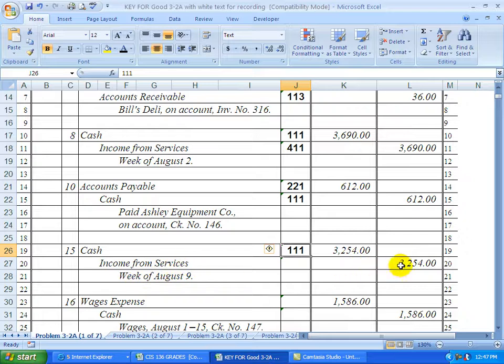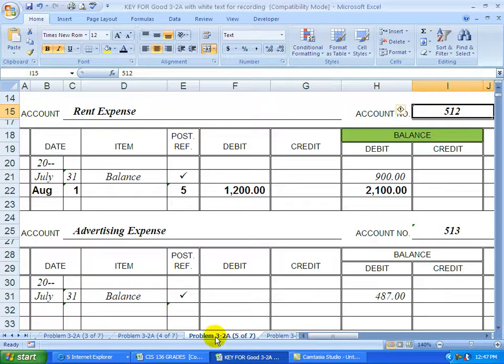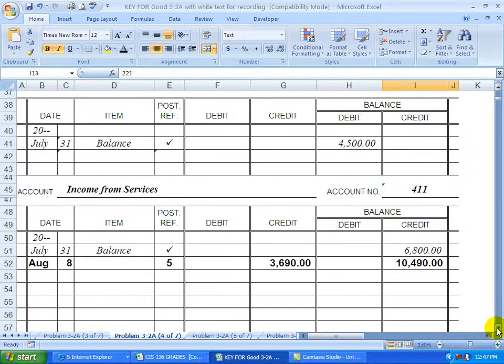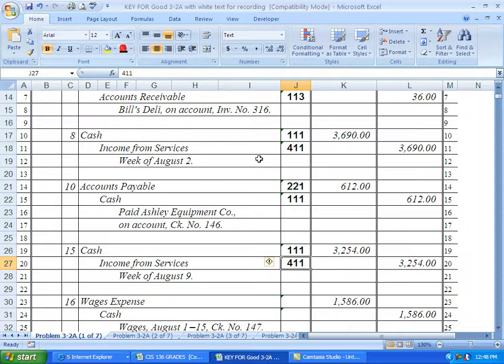Next, we go to income from services and we credit it. So we're going to find income from services. And let's scroll down until I find that. Okay, so we're going to put in the date, the 15th, and it's a credit. That account's getting bigger. Here's our credit balance. We're crediting a credit, so you add when they're the same. That's going to bring our revenue account up to $13,744. Came from page 5, and we take 411 and we go back to our journal and put in 411.